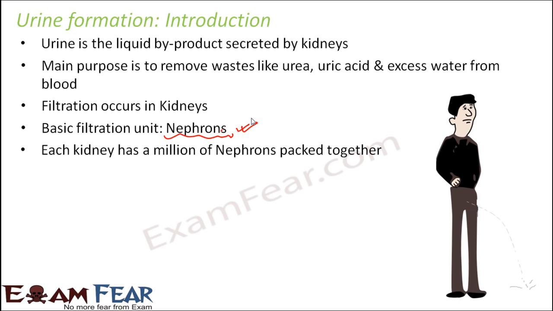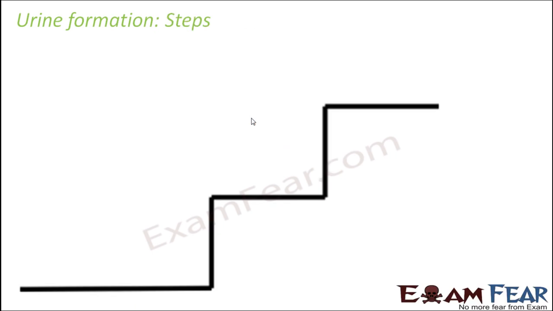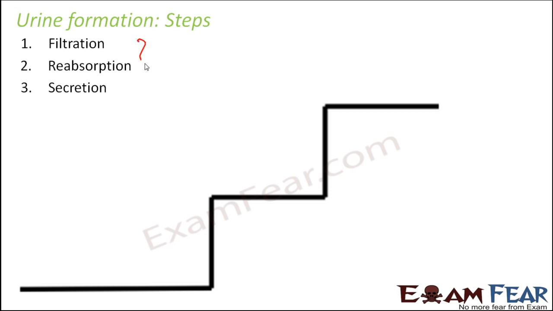As I mentioned before, each kidney has millions of nephrons packed together. Each nephron produces some urine, and all this urine together comes out of the kidney through the ureter and gets stored in the urinary bladder. The process of urine formation takes place in 3 important steps. What are the 3 steps? First is filtration, then reabsorption, and finally secretion. These 3 steps together lead to the formation of urine.